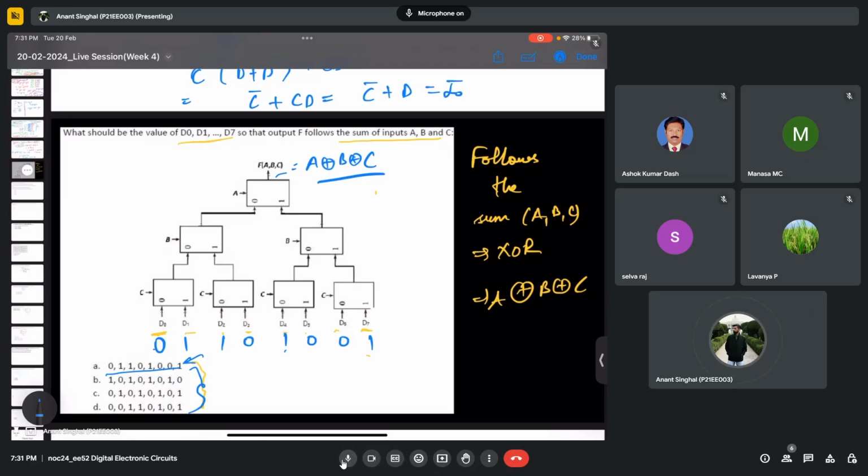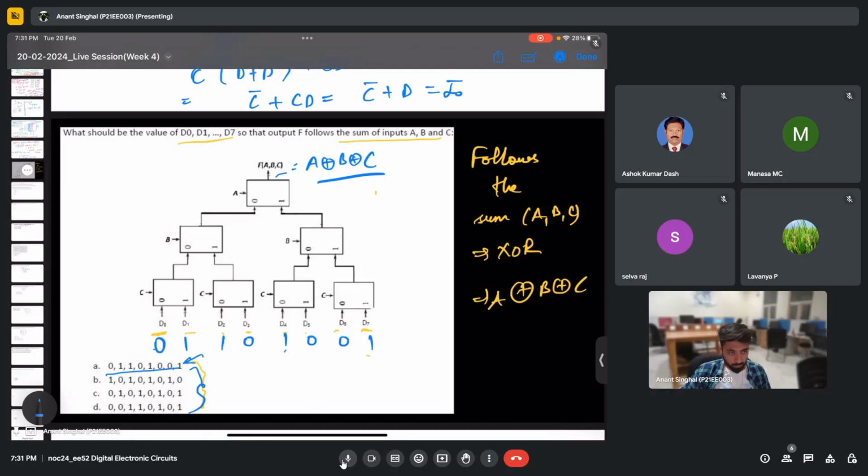Any answers? Okay, so let me try to calculate also simultaneously. This will be C complement, this will be C. Similarly, it is the case for everyone since C is a select line. Here it is 1, so this will have a C. Here it is 1, so this will have a C complement. Here we have C, and here we will have a C again.